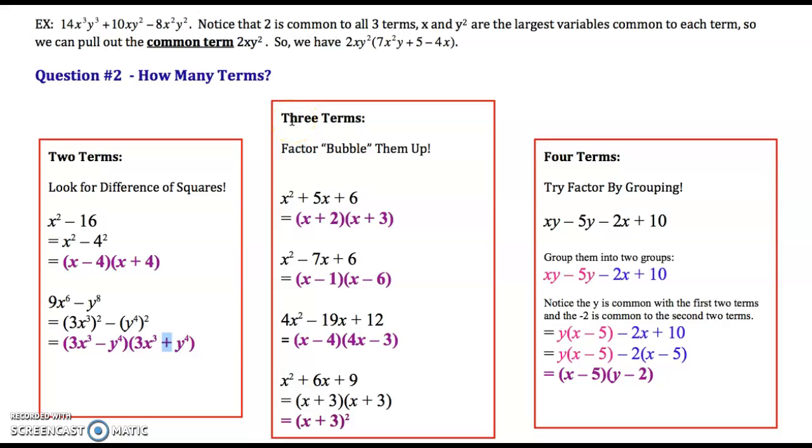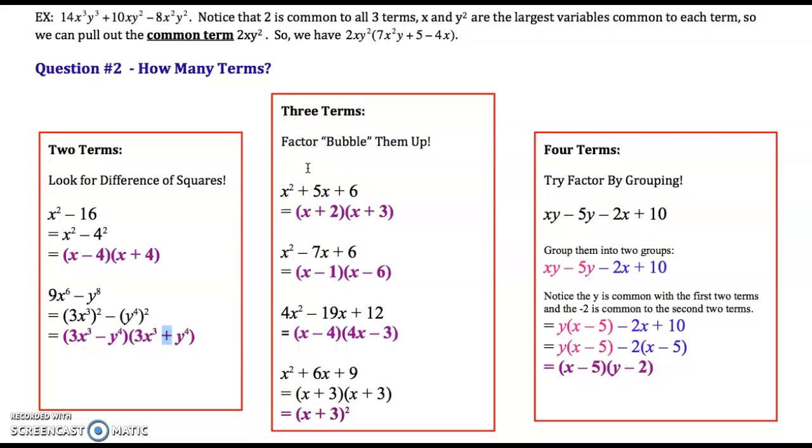You want to factor bubble them up or use the AC method. Because I didn't have a lot of room on this little document, I didn't show all the steps for factoring specifically, or using that specific AC method. But if you notice that you have 3 terms, your goal is to factor them up. You can use a guess and check method. You can use the AC method.